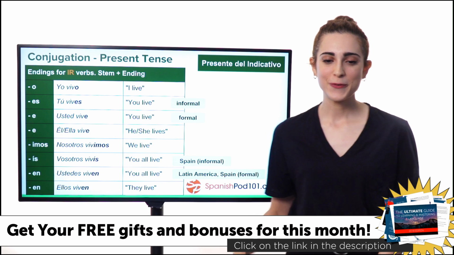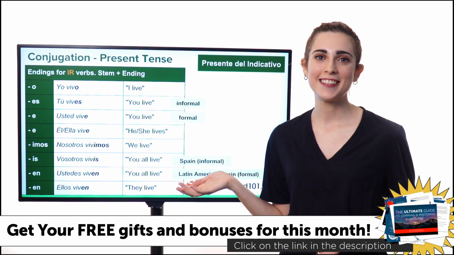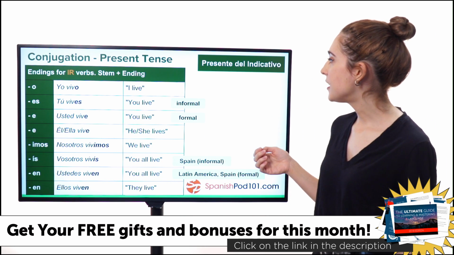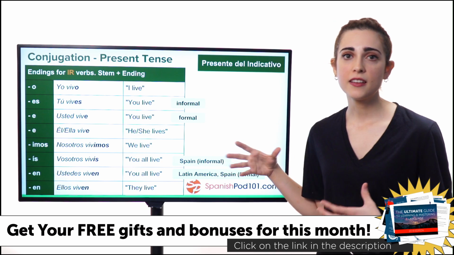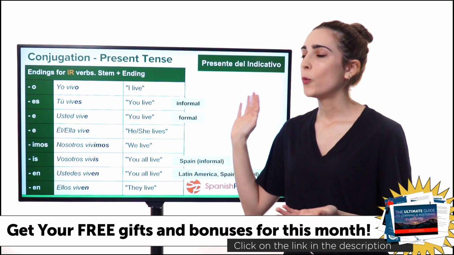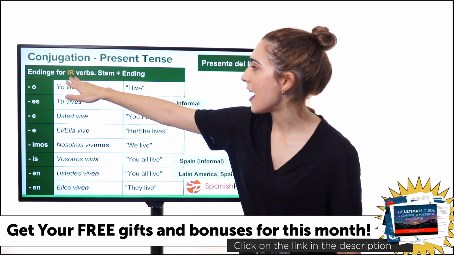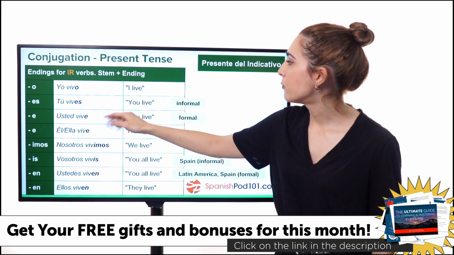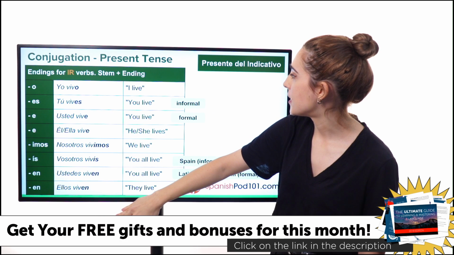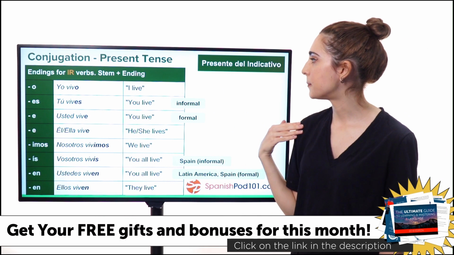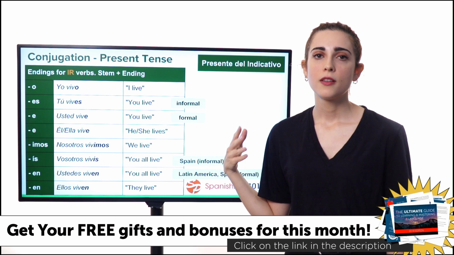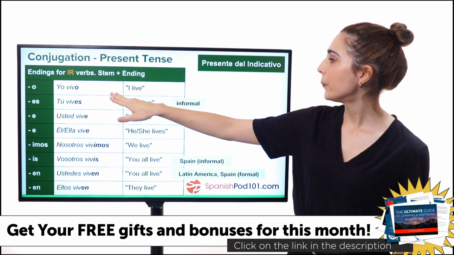So, now we're getting to the last one, the verbs ending in I, R, ir. The example that we are using is vivir, to live. So, the same as with the other forms, we take out the ending, ir, and we are left with viv. And then we need to add a different ending for each subject. So, for the first person of the singular, I, yo vivo. So we add an O.